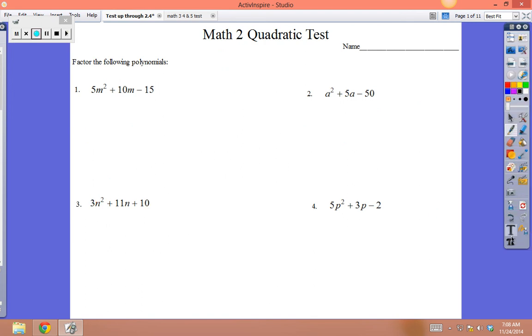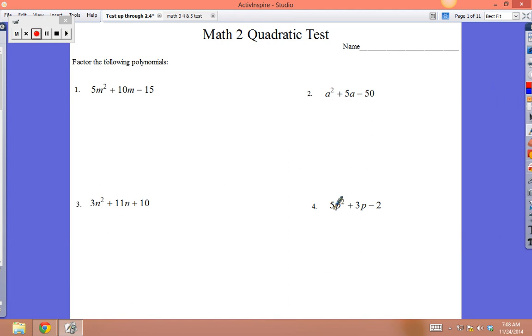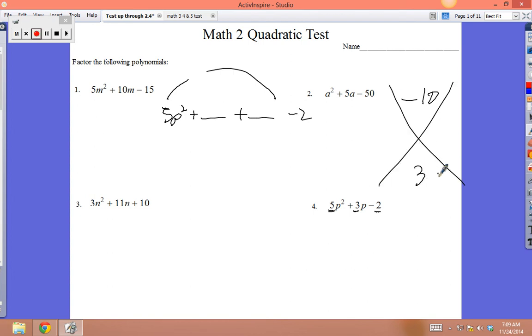Okay, number 4. This is going to be the same as 3. 5, 3, and negative, they got nothing in common. So, 5p squared plus blank minus 2. You need to change it as 4 terms instead of 3 terms. So times the first to the last, 5 times negative 2, negative 10 is your number. So, it's got to times and give you negative 10, it's got to add and give you 3. And I can do that with a 5 and a 2. The 2 is negative, the 5 is positive. 5 times negative 2 is negative 10. 5 plus negative 2 is 3.